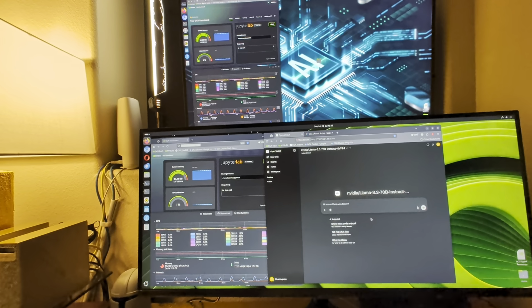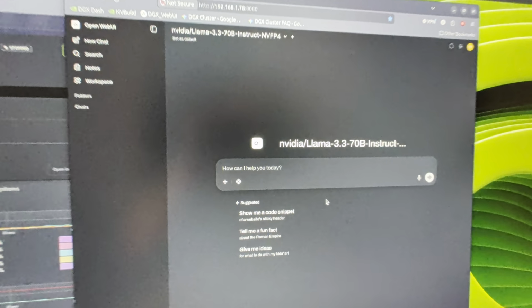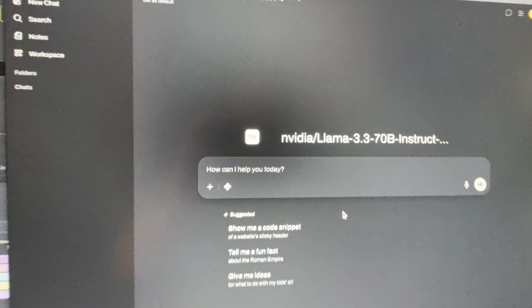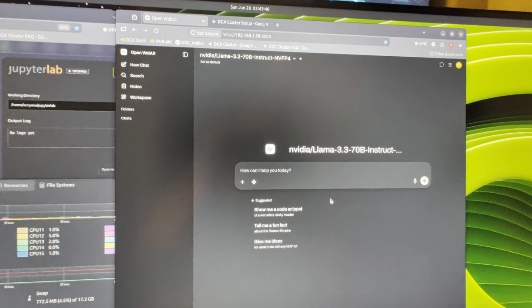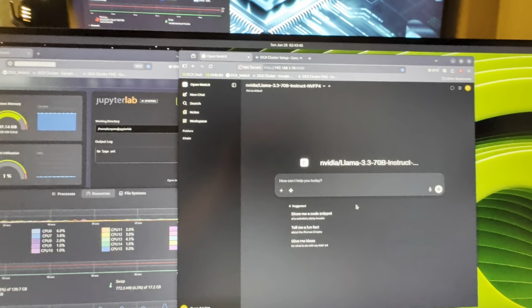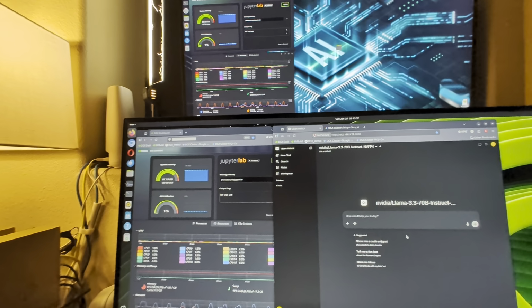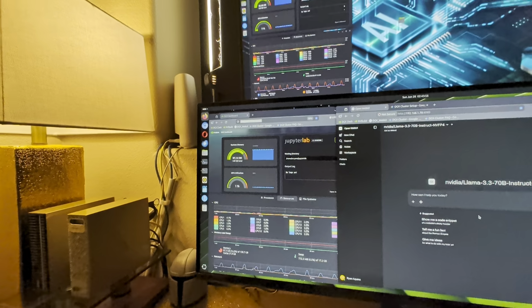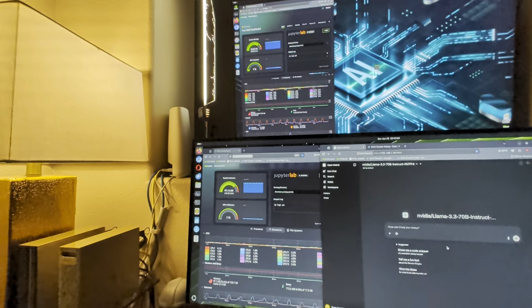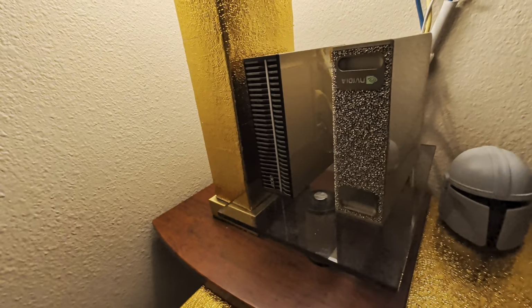All right, today we're gonna make a quick video on my favorite large language model, and this is gonna be Meta's Llama 3.3, and this is the 70 billion parameter model, compressed down to instruct, essentially using NVIDIA's FP4 quantization. This is highly optimized for the Grace Blackwell architecture, of which this model is sitting on. It's actually sitting on a cluster of GB10s.